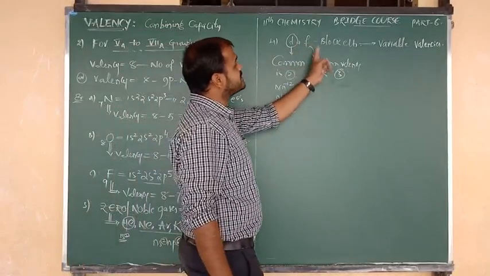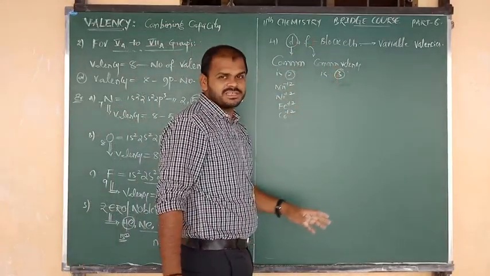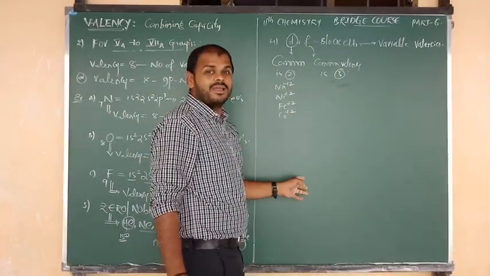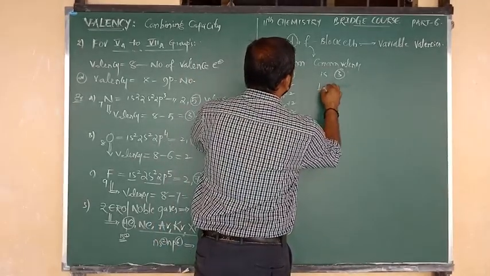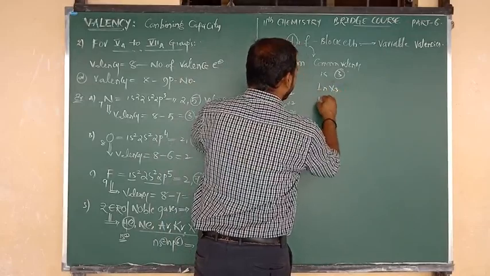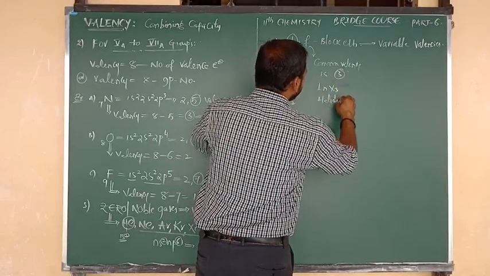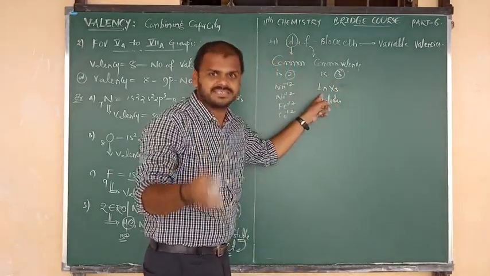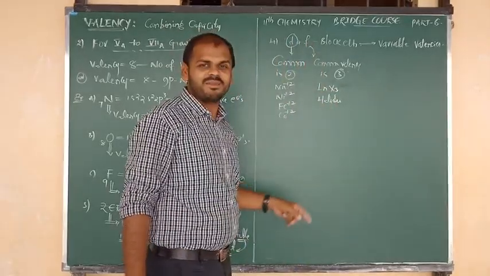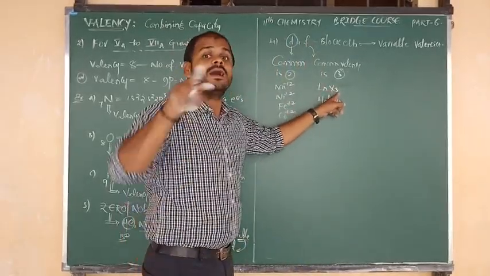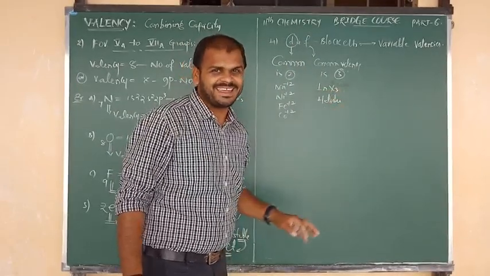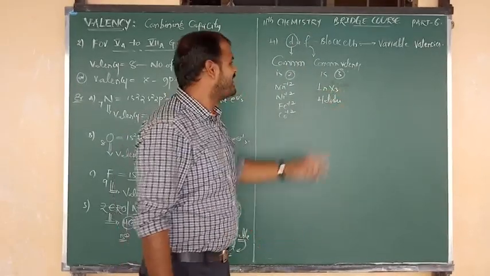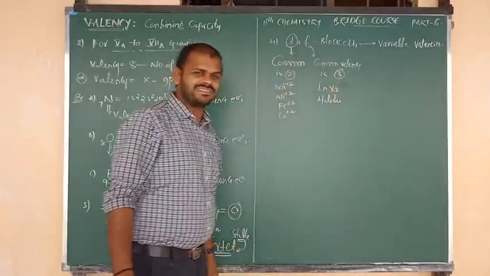And F block elements have the common oxidation state, that is nothing but 3. So simply I want to write the formula, that is LnX3. Ln means lanthanides. Lanthanides are nothing but F block elements. They can combine with 3 other halogens. In that place we can write Cl3, combining capacity with 3 chlorine. So we can say the common valency is 3.